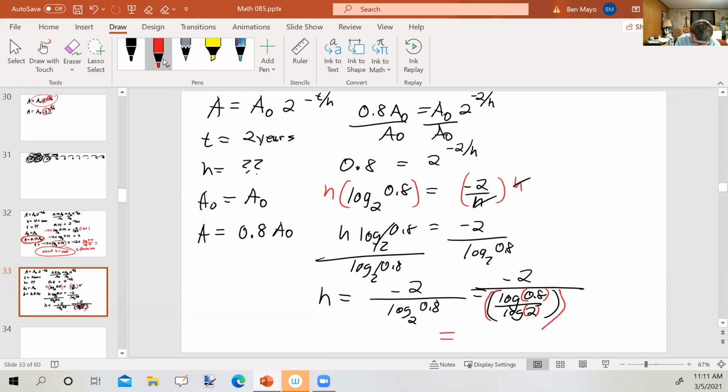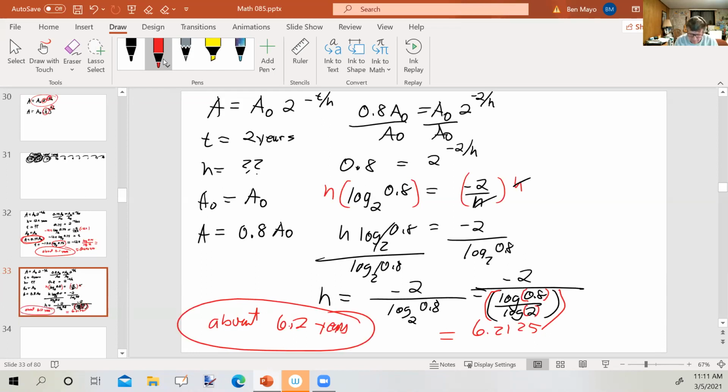When I do that, I get 6.2125, et cetera, and so that's going to be about 6.2 years. Okay, so that one was a little trickier because what we were trying to solve for was in a denominator. We had to get it over in the numerator, then get rid of all of this stuff, then use the change of base formula.